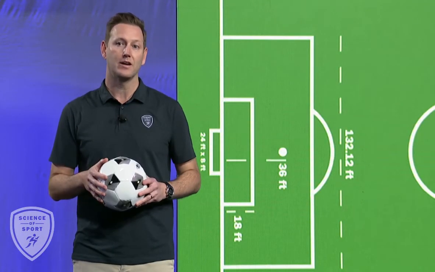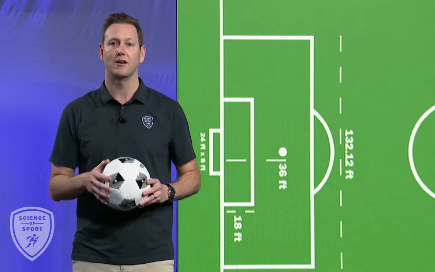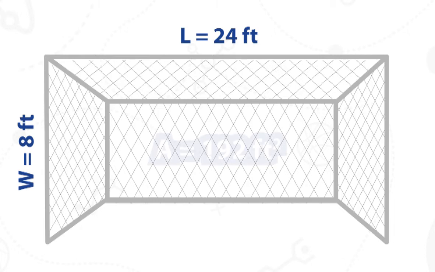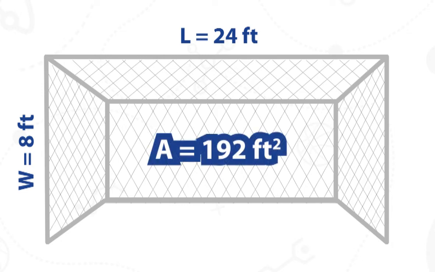Now that we know the area of the penalty box, let's take a look at the area of the soccer goal. The dimensions of a soccer goal are 24 feet long by 8 feet wide. If you multiply 24 feet by 8 feet wide, that equals 192 square feet.